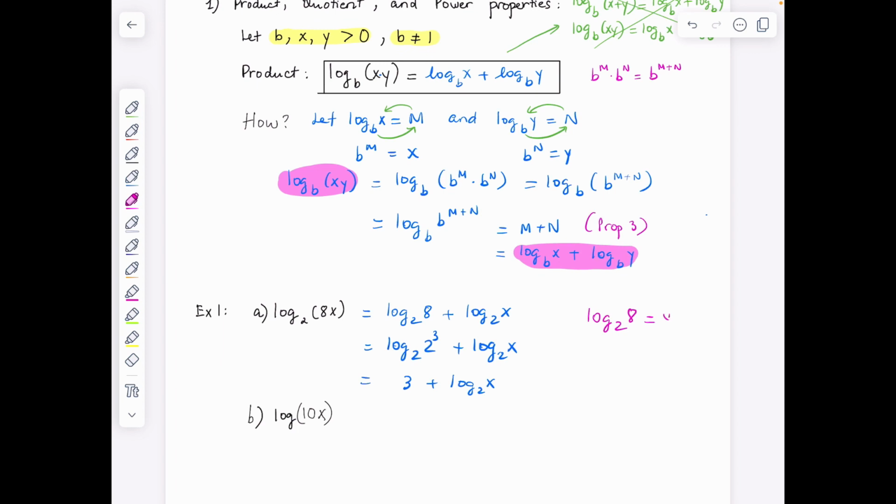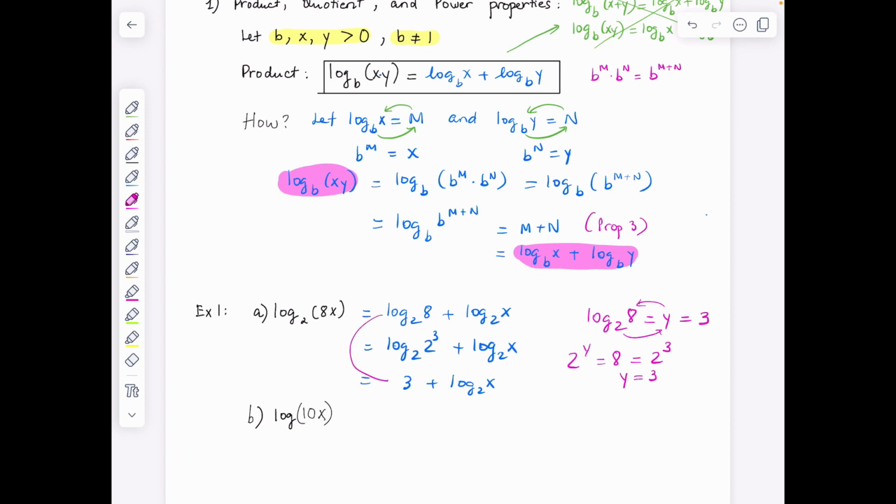Simplify log base 2 of 8. You could also let it equal to y, and then you use the equivalence property. So we have 2 to the y is equal to 8, and 8 is the same as 2 cubed. So we can conclude that y is equal to 3. So therefore, this is equal to 3.